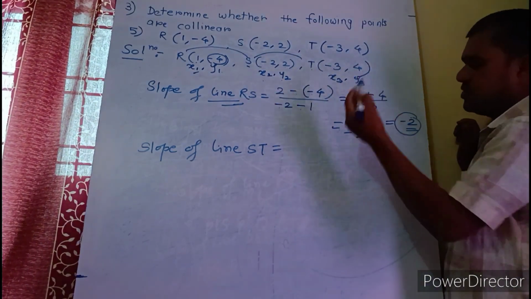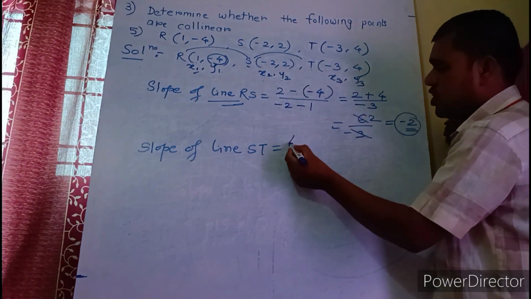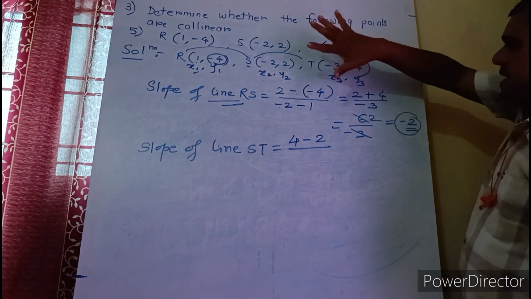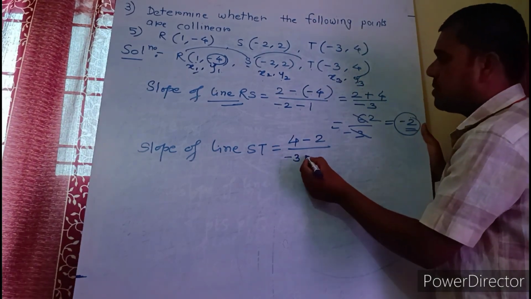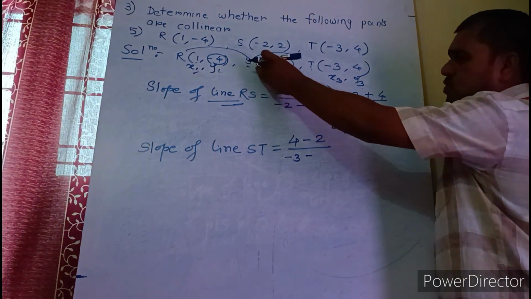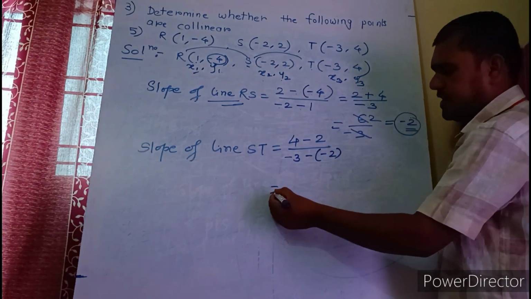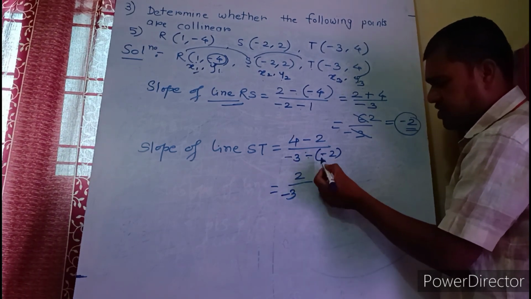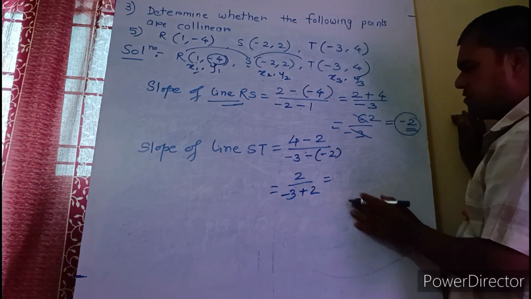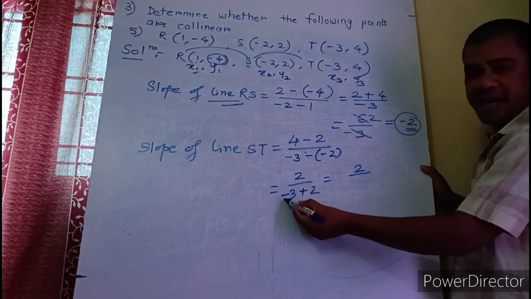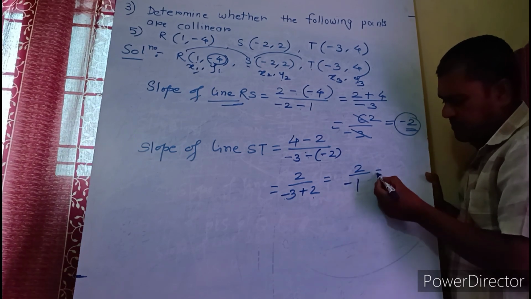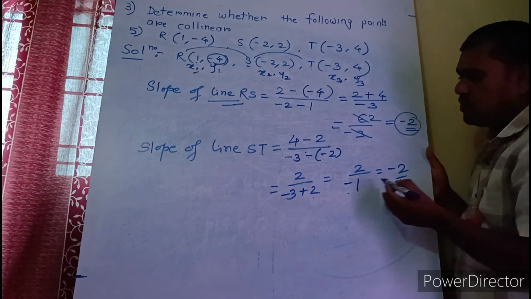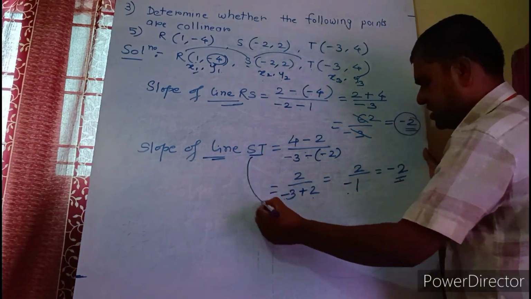We are directly putting the values here. That is y3 minus y2, which means 4 minus the value of y2, which is 2, divided by x3 minus x2, that is the value of minus 3 minus the value of x2, which is minus 2. That will be equal to 4 minus 2, that is 2, divided by minus 3 plus 2, that is minus 1. So 2 divided by minus 1 is minus 2. Here we get the value of the slope of line ST, which is minus 2.